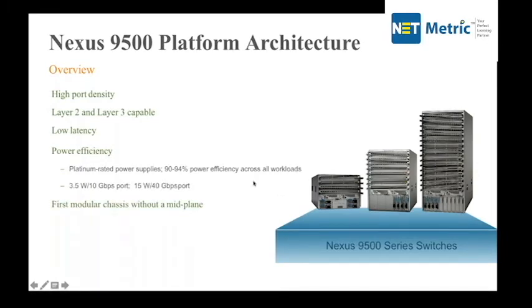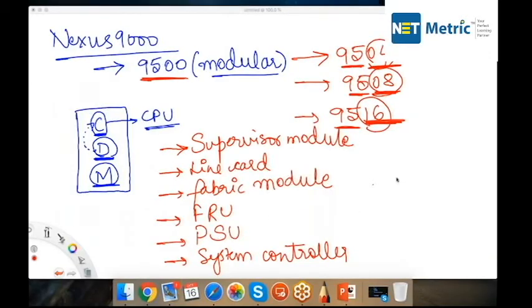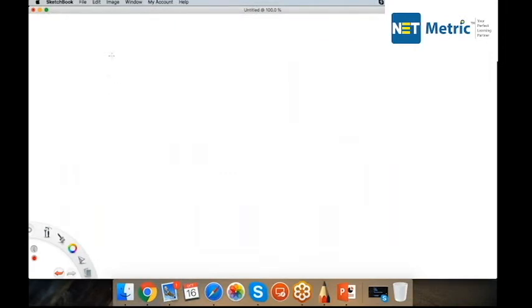Next, line card. So there's the supervisor module, line card, a module called the fabric module, fan rack unit, power supply unit, and the last one is something called the system controller. So these are the different modules that are inserted on a 9500 series.